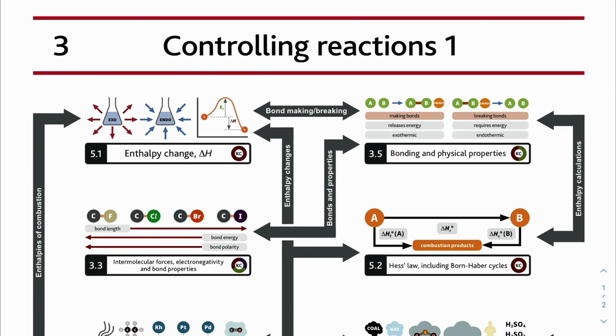This is basically how the topic on controlling reactions can be interrelated, so that you can understand and make sense of what you're learning, as to what might come next, or try to relate to what you have learned in the last couple of weeks or last couple of months or throughout the whole A-level course.